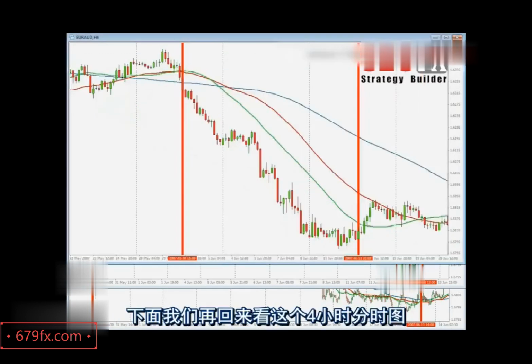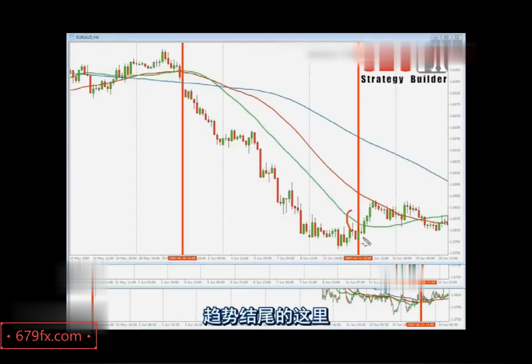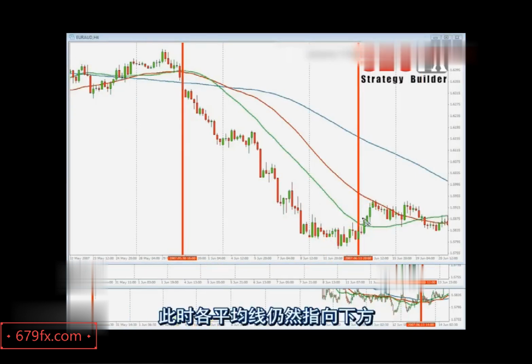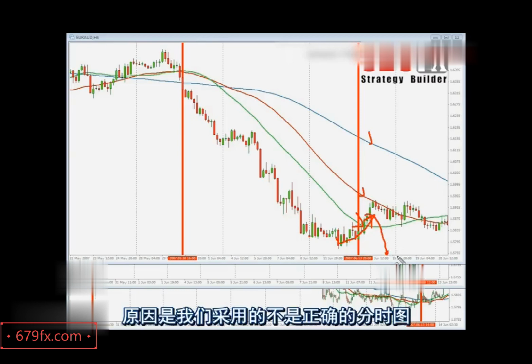Now, let me go back into the 4 hours time frame. At this time, right at the end of this trend, we see price reaching back to the dynamic area of resistance. Okay, at this time, the moving averages are still pointing down. They're still in order, etc., etc. So, from a technical point of view, we are still in a downtrend. Upon this pullback, we might be tempted to begin searching for short opportunities for a whole new swing to the downside. However, this is a mistake, and the reason it is a mistake is because we were not looking into this trend on the right time frame.